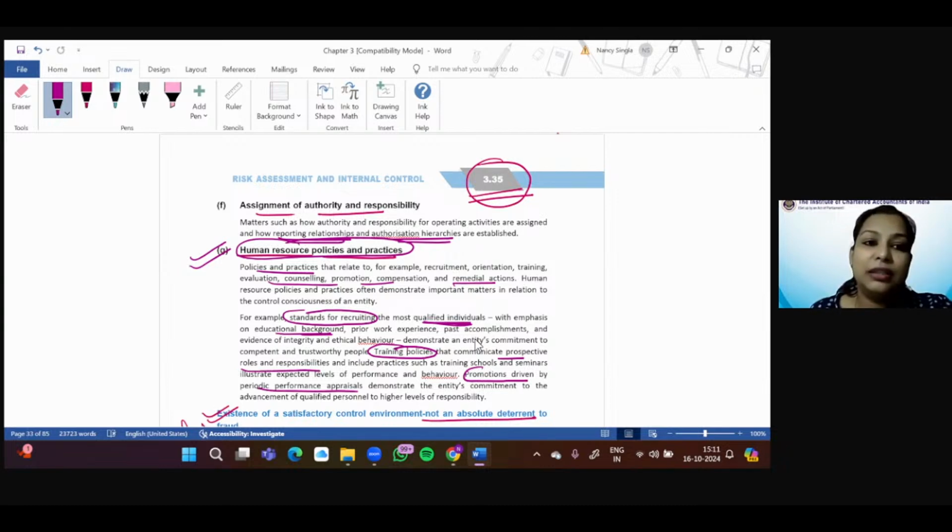See, tell me, if let's say there is a company whereby there are no promotions that have been done for the last 2 or 3 years, chances are there that out of frustration, or out of the urge to get promoted, the employee resorts to unfair means, or they commit fraud. So human resource policies and practices, see, if the employee is satisfied with the environment that he is getting, chances are there he'll abide by the internal control that has been implemented. So that is why human resource policies and practices form an important element of the control environment, right?